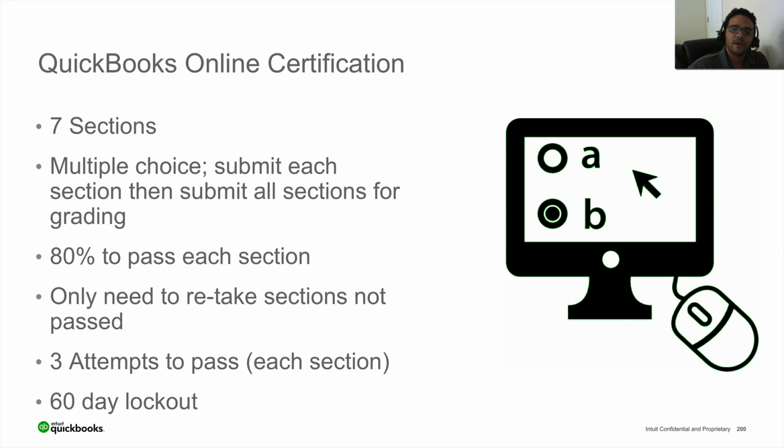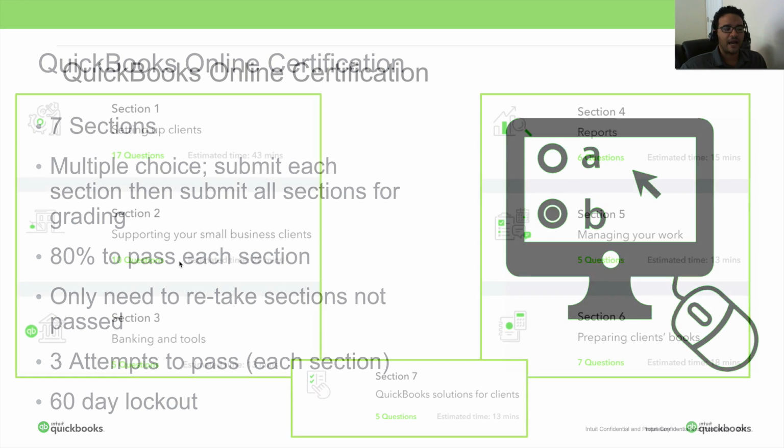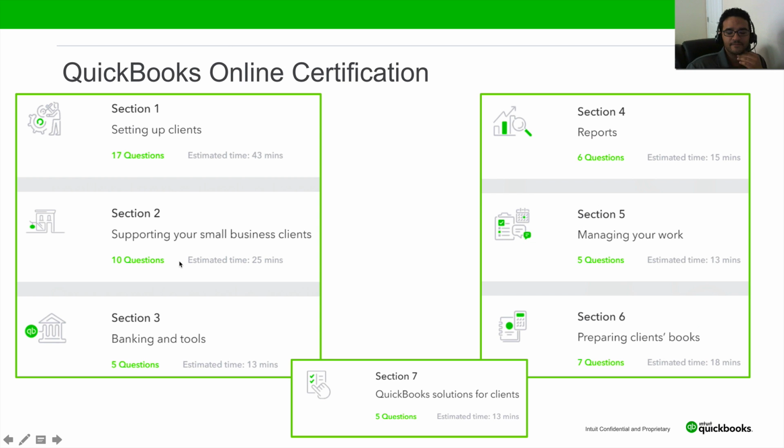Now, it won't be graded until you submit all 7 sections. You must get 80% on each of the sections to pass. If you fail any of the specific sections, it will give you feedback and let you know which sections you failed. You only need to retake the section that you failed, and you have 3 attempts each. If you happen to fail any of the sections 3 times, there will be a 60-day lockout until you can take the exam again.